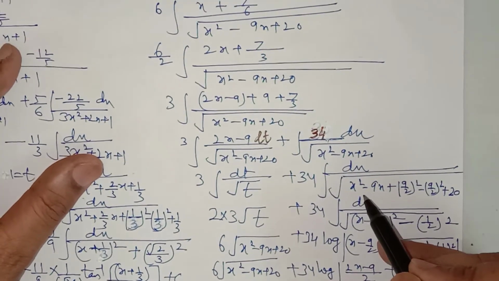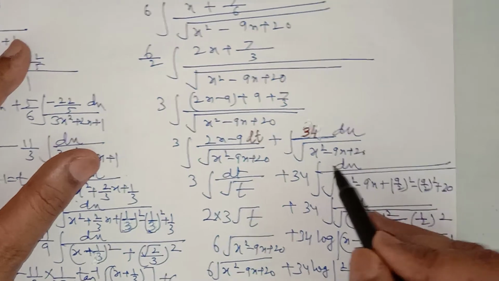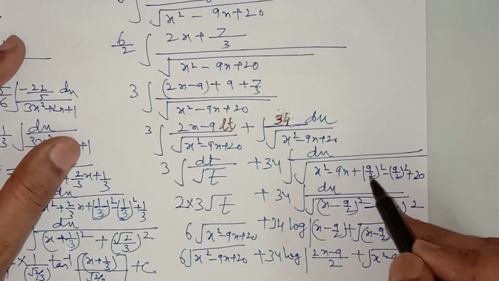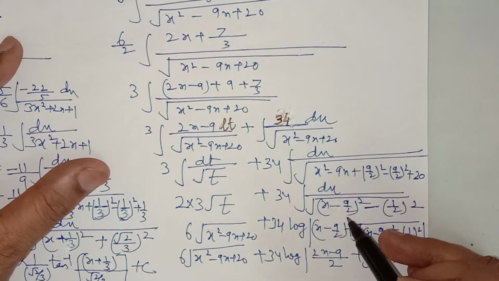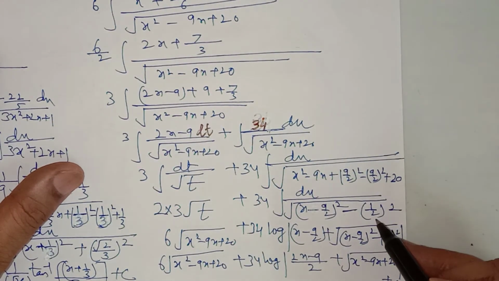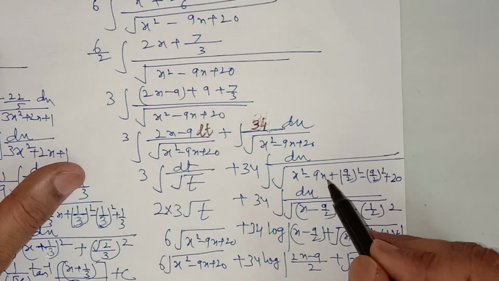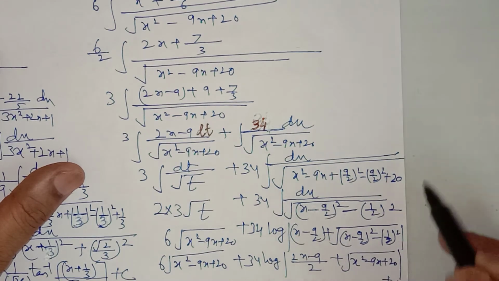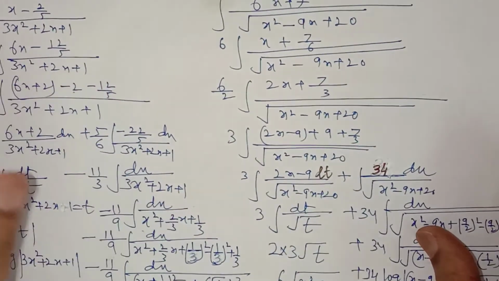And you know how to integrate this by making a perfect square. 9 upon 2 will be the half of the coefficient of x, squaring and adding. It will be x minus 9 upon 2 whole square minus 81 upon 4 plus 20, which will become 1 upon 2 whole square. And it is a special integral of 1 upon under root x square minus a square, which is log x plus under root x square minus a square. So like this, you can do linear upon quadratic type questions.